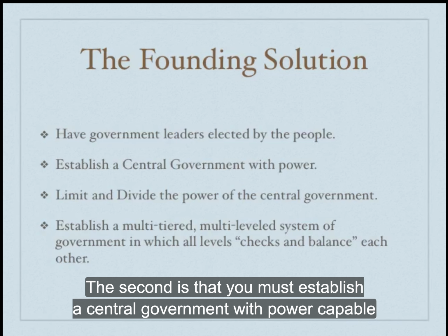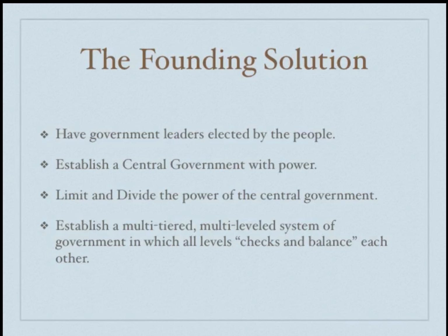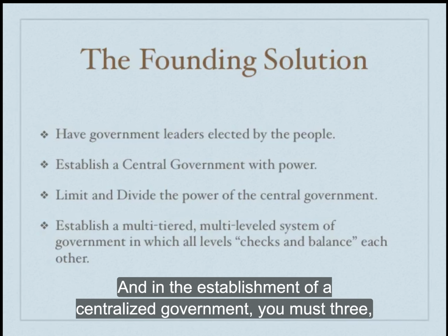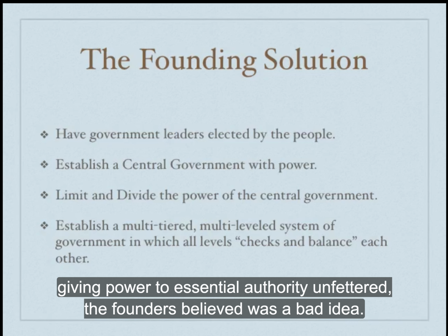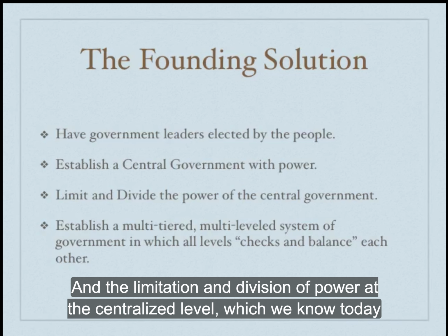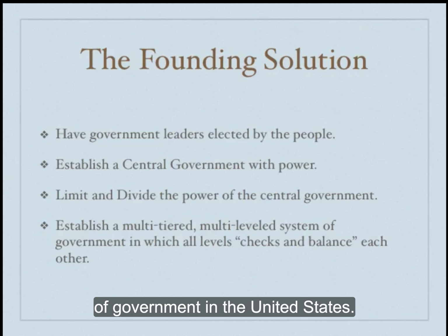The second is that you must establish a central government with power, capable of accomplishing tasks and providing energy in government's capacity to do work. And in the establishment of a centralized government, you must, three, limit and divide that power within the centralized sphere of government. Giving power to a central authority unfettered, the founders believed, was a bad idea. And the limitation and division of power at the centralized level, which we know today as the federal government, is ultimately embedded into the different branches of government in the United States.